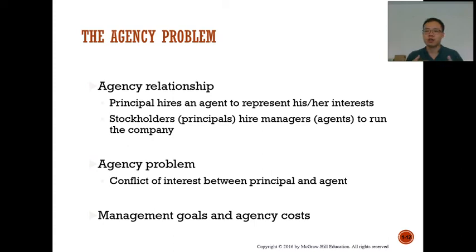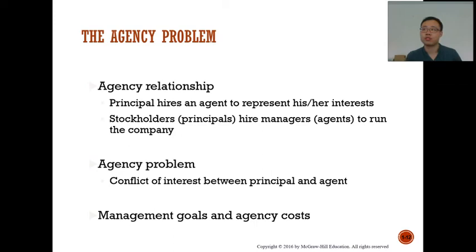There is a clear conflict of interest between the principal and agent when their interests are not completely aligned. For example, the stockholders or the owners of the corporation, they are the principals. They hire the managers who are agents to run the company. What do the principals or the stockholders want the agents, the managers to do? They want the managers to work as hard as possible to increase the shareholders' value or the share value, and to minimize the cost.